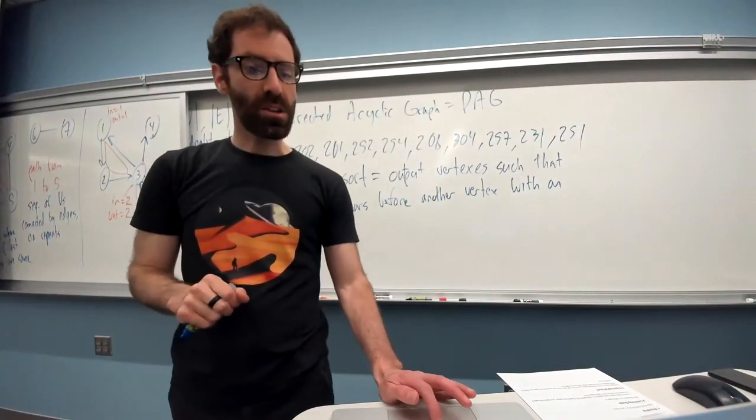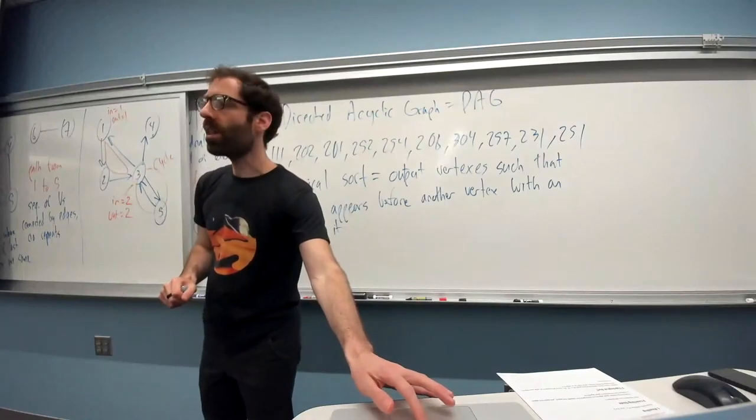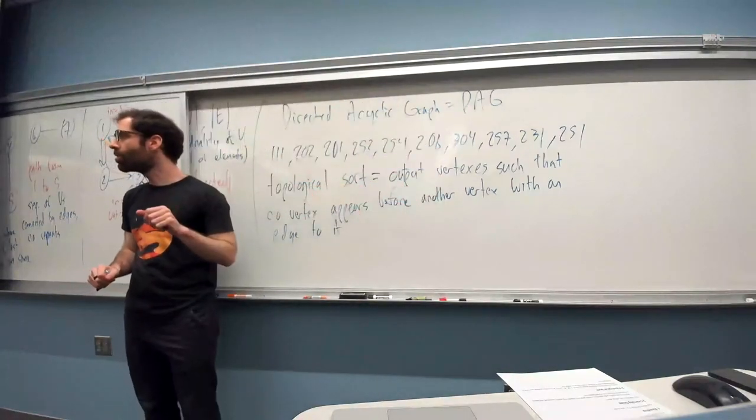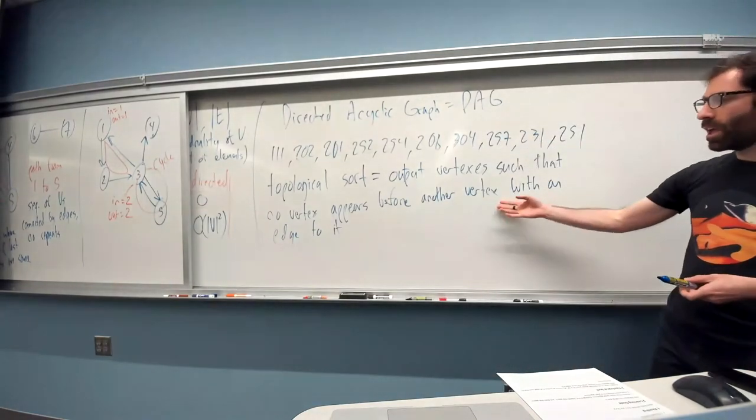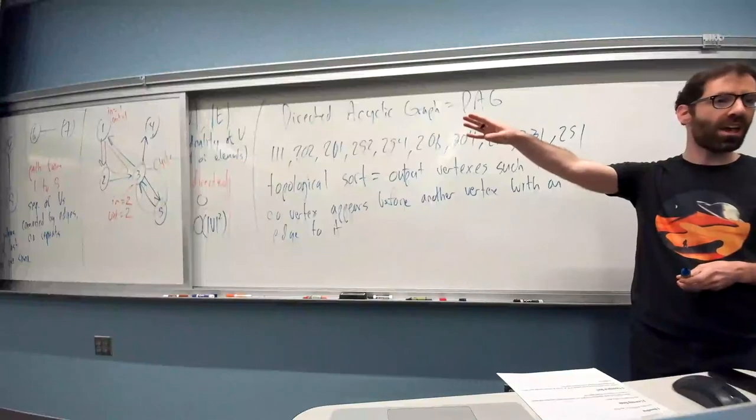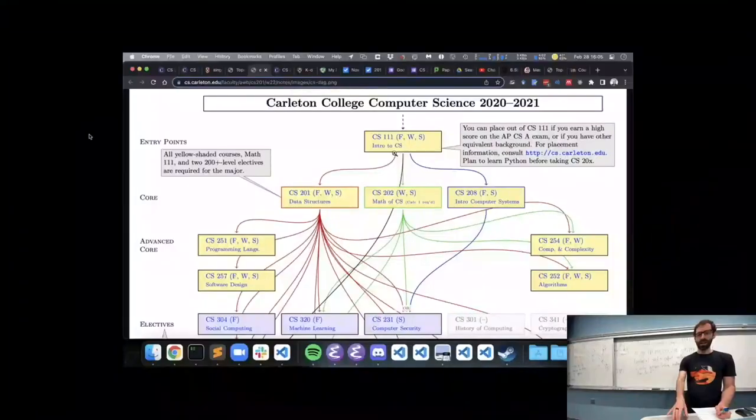And so what that means is that 201 cannot appear earlier in this output than 111, because 111 has an edge going into 201. This is a useful thing when we're talking about, say, course prerequisites, because these edges are basically like you have to take the course at the start of the edge before you take the course at the end of the edge. And our topological sort enforces that ordering in the output. Does that make sense? How this topological sort is useful for these directed acyclic graphs in this sort of case?